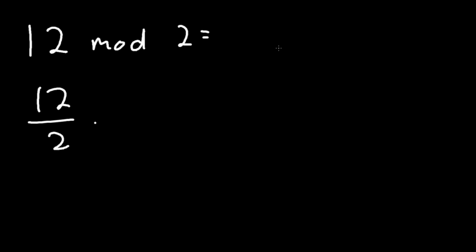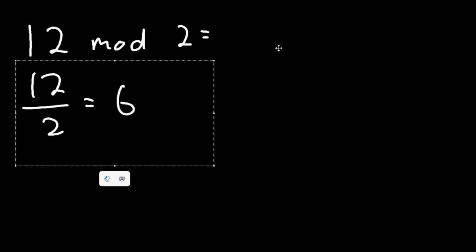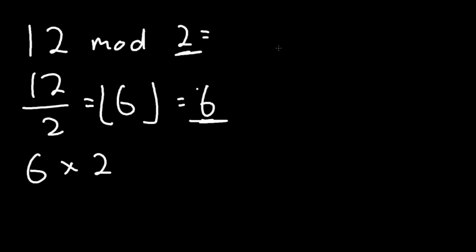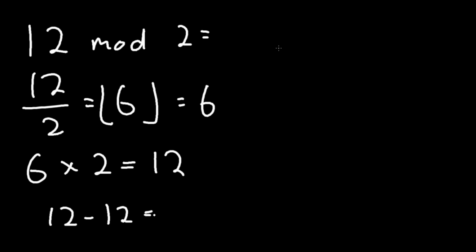So if we do 12 divided by 2, we get 6. Okay. 12 divided by 2 is 6. Remember, that's the first step of calculating the mod. If we floor this, we still get 6. If we do 6 times 2, right? 6, the floor number, times 2, we get 12. And 12 minus 12 is just equal to 0. Wait, so 12 mod 2 is 0.